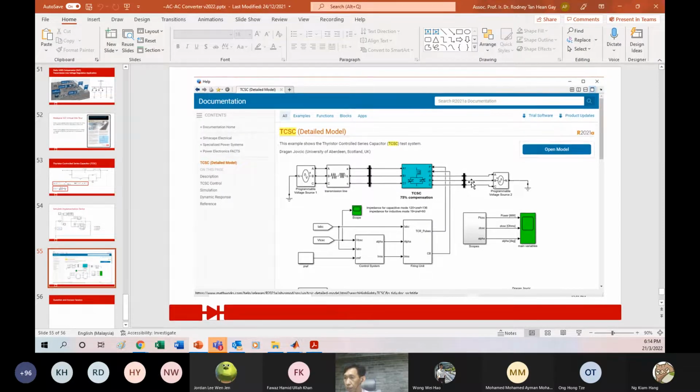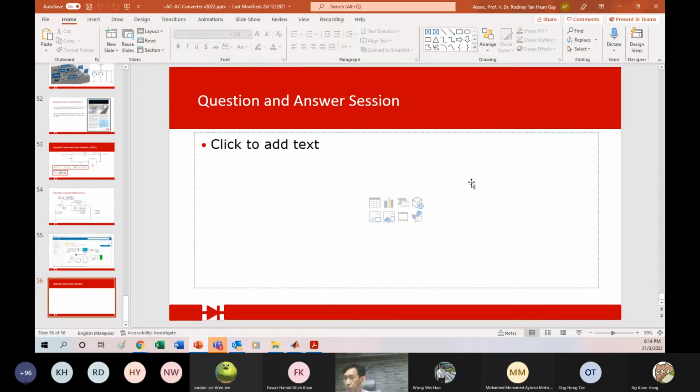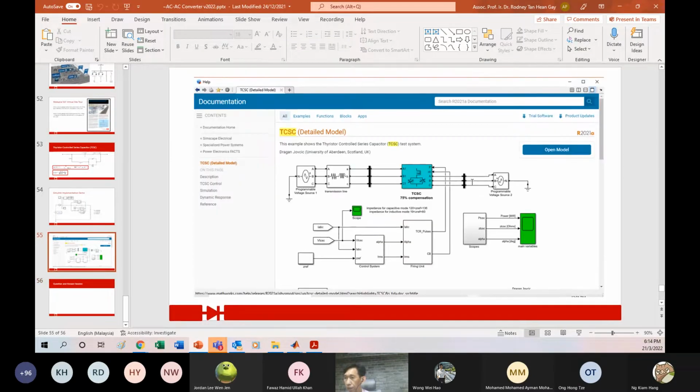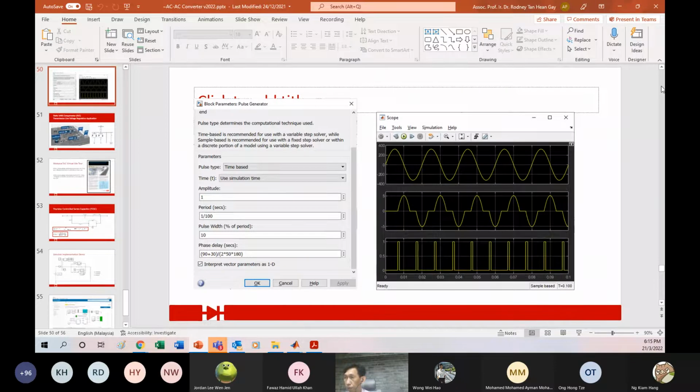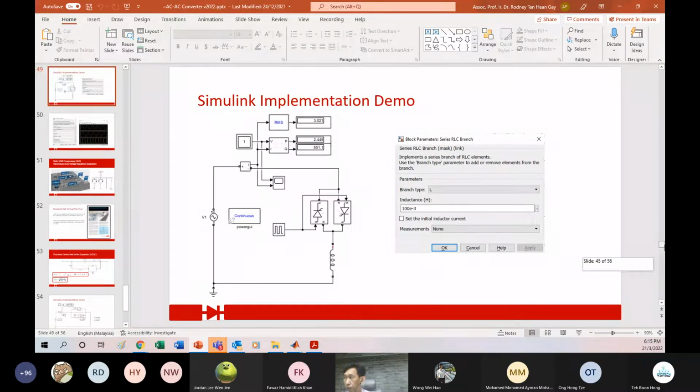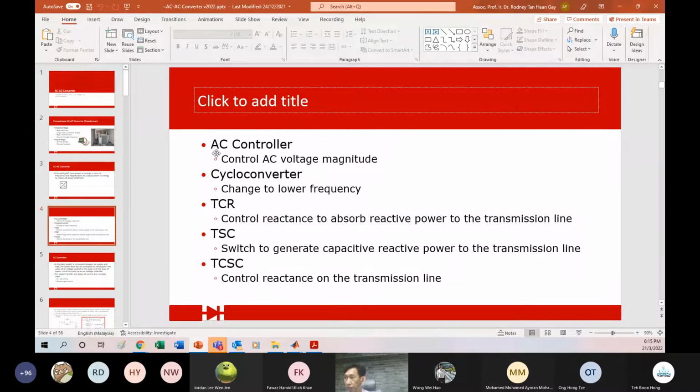Okay, so I think we are done with the AC-AC controller. Any questions? No, sir. Okay. For the AC controller, we have done voltage control, we have done cycloconverter, frequency control, and we have done TCR, TSC, and TCSC.